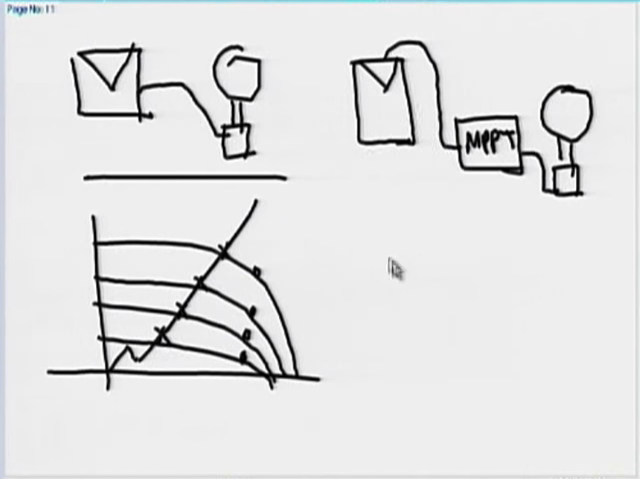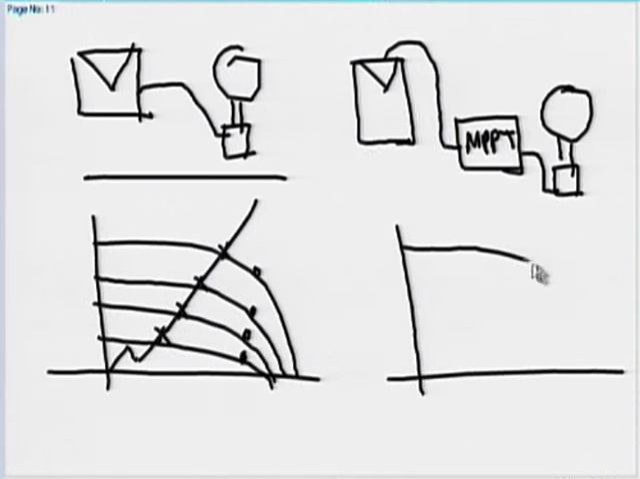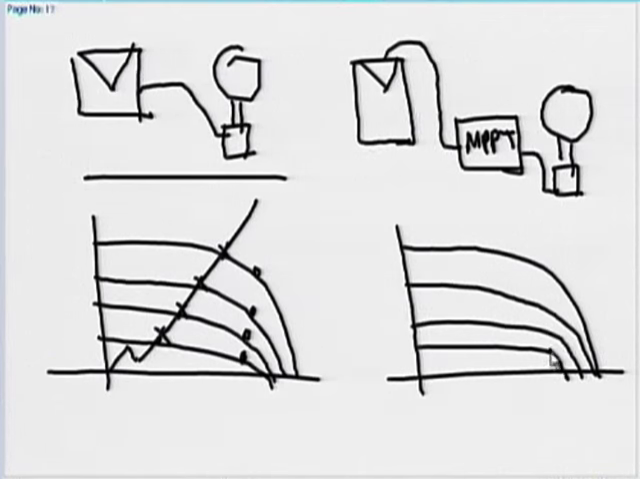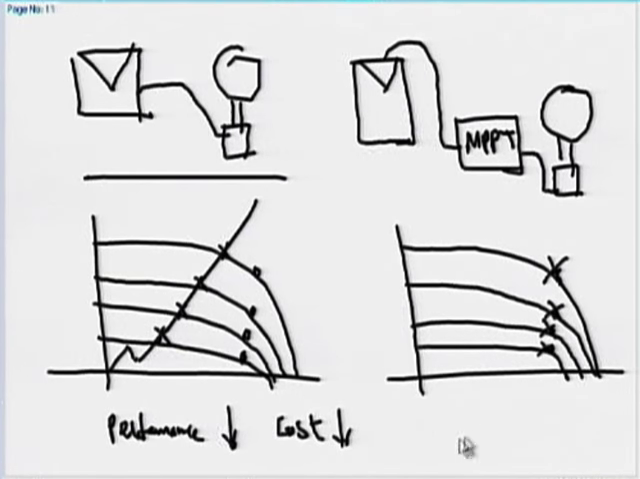But in this case, because of the MPPT, your maximum power points are here, and your operating point will also be here. So you are extracting the maximum power in this case all the time. In the other case, you are not extracting the maximum power all the time. So in this case, your performance is low, but your cost is also low. In this case, your performance is high, but your cost is also high. Why is the cost high? Because of the extra MPPT component you are adding.